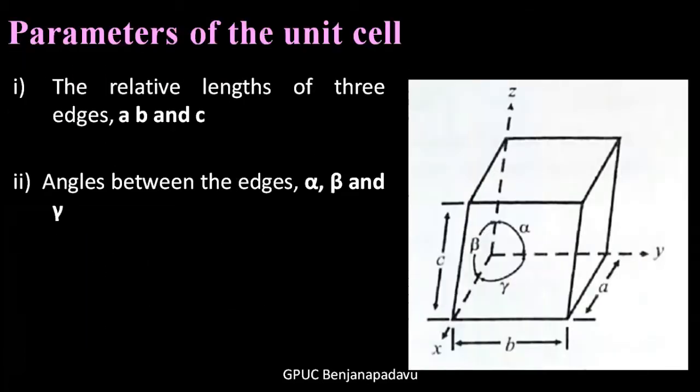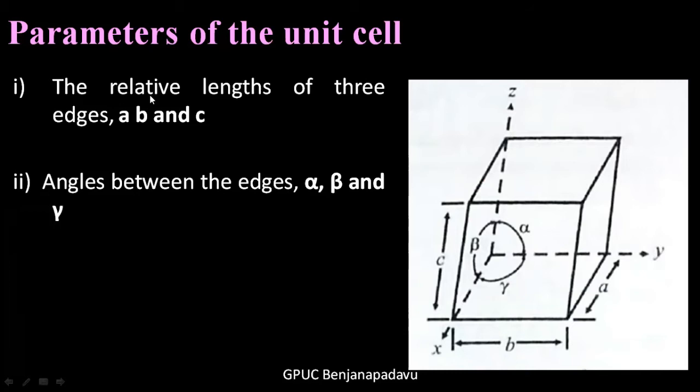Now let me move on to the next topic, that is the parameters of the unit cell. So when we say parameters, what does it mean? Parameters means they are the measurable factors in any system, by which we can define or describe that particular system. So the measurable factors with which we can represent the unit cell are called the parameters. There are totally six measurable factors or six parameters.